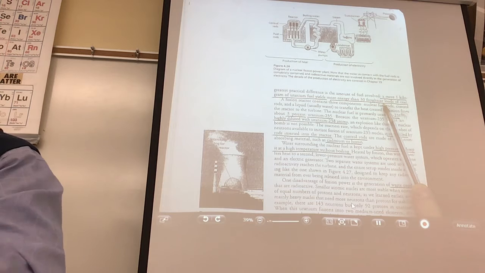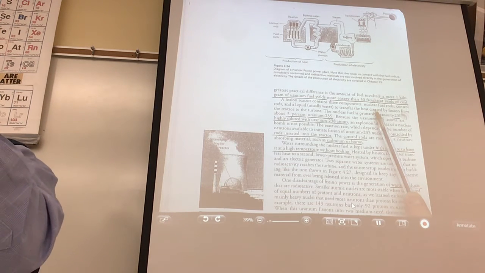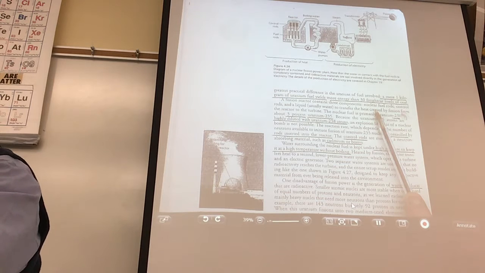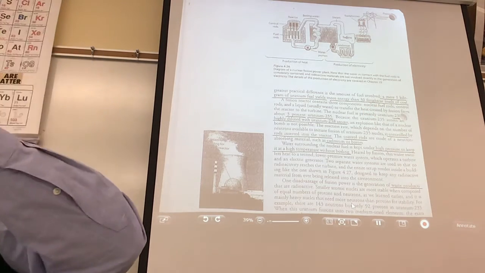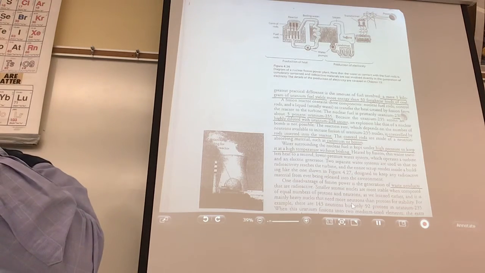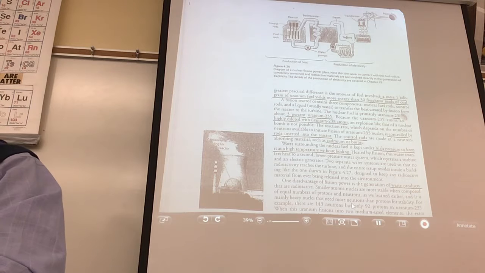1 kilogram of uranium. And by the way, uranium is really dense, so a kilogram is not that big for uranium. A kilogram of uranium is about that big. It's small. 1 kilogram of uranium yields more energy than what? 30 freight cars of coal. You could burn 30 freight cars of coal and produce the same amount of heat energy as 1 kilogram of uranium.